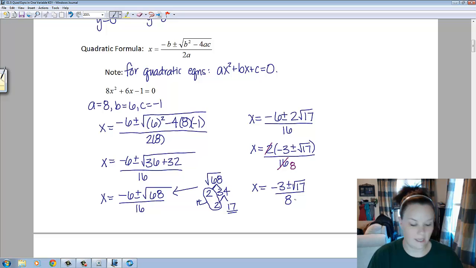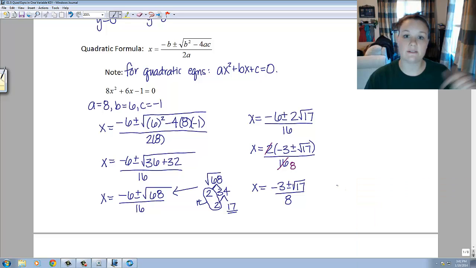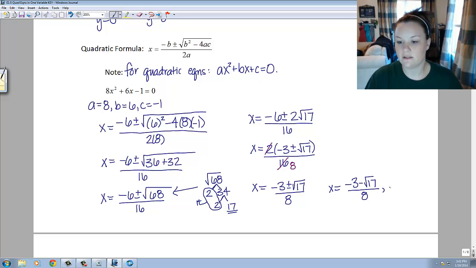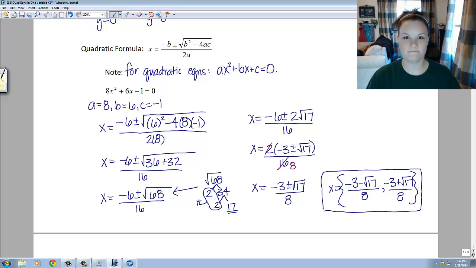If MyMathLab gives you 2 boxes, you just enter them as 2 separate answers, one for the plus and one for the minus. So this would look like x is equal to -3 minus the square root of 17 all over 8, and -3 plus the square root of 17 all over 8. Okay? And I'm going to go ahead and put the little squiggly brackets so it looks like it's in set notation. Okay? All right, let's look at another one, and then I'll show you the square root method.